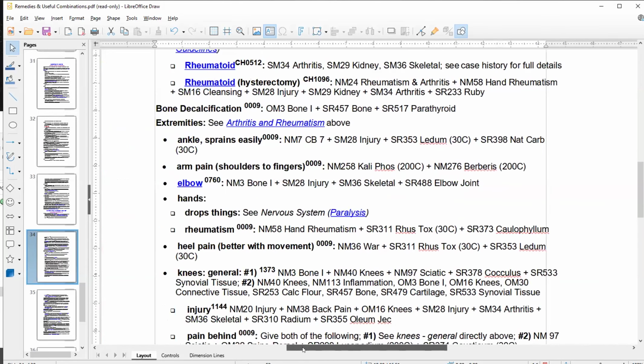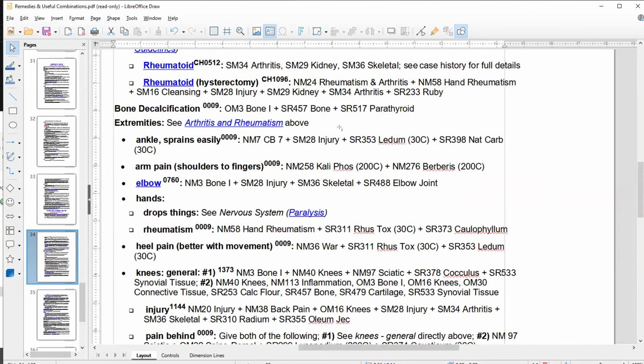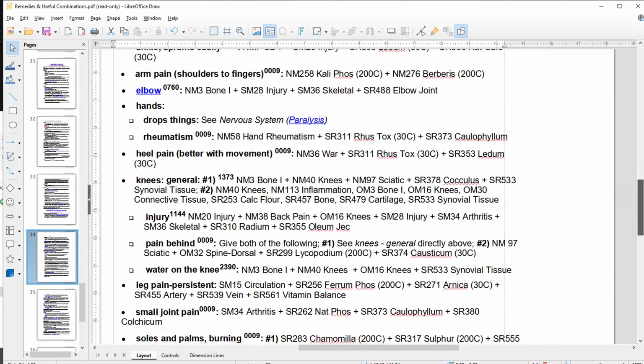So, bone decalcification, what all should we use? Bone is the entire bone and parathyroid. Ankle sprain easily, for that it is very easily given. But just go through it. I showed you how difficult it is when you are following vibro homeopathy, and at the same time how beautifully and how easy it is to use when you are using the vibronics mixtures.